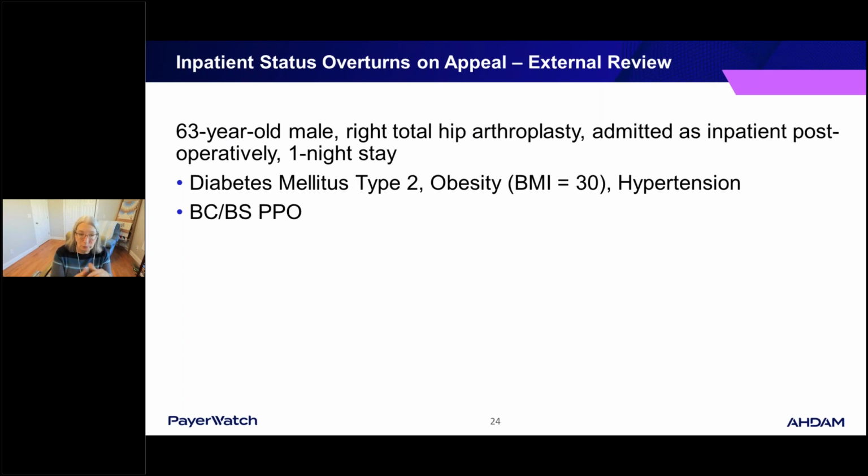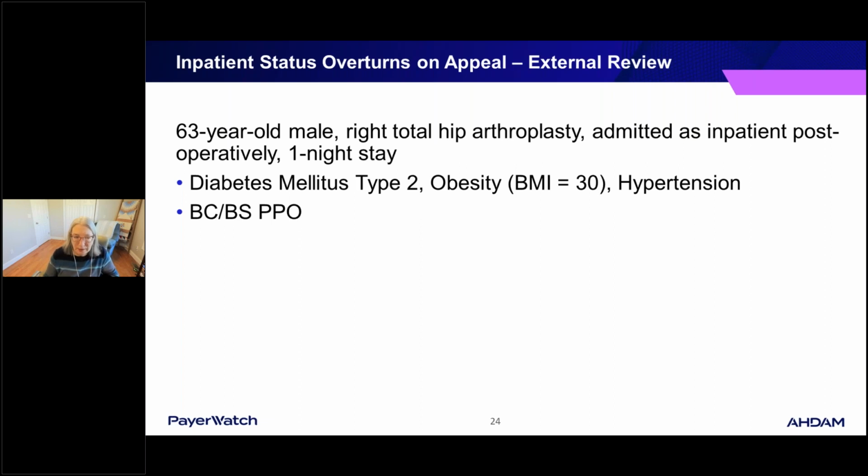So we took this to external review. We did not appeal on behalf of the patient. We appealed on behalf of the hospital. This is a 63-year-old male, right total hip arthroplasty. He was admitted post-operatively. Now, he only had a one-night stay as an inpatient. He had diabetes, obesity, his BMI was 30, and hypertension. And like I said, this was a PPO from Blue Cross and Blue Shield.